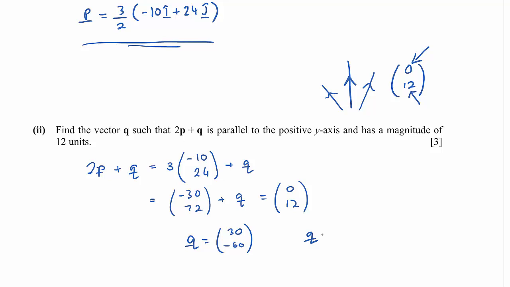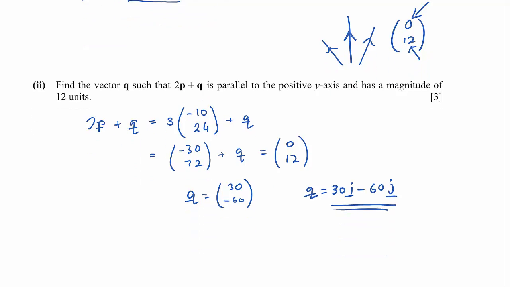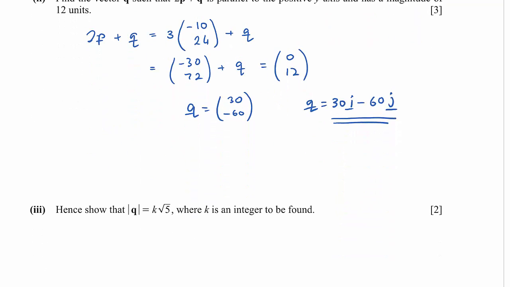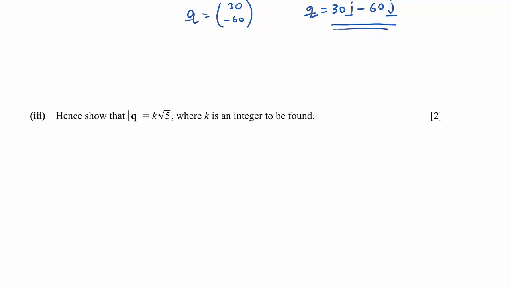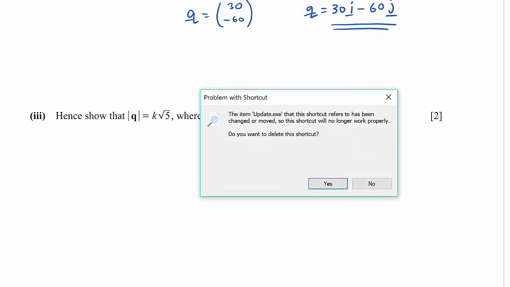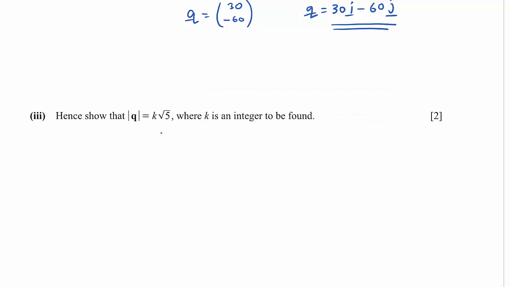So let's write that in the form of the question. So we need to reintroduce the i and the j, like that. Probably get the right mark if we use the column vector, but I always like to put things in the form that the question was asked in. And then we want to show that mod q has the magnitude k root 5.